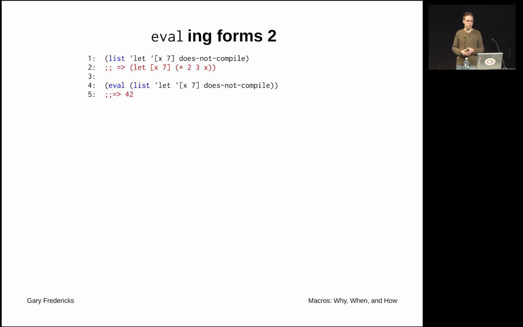But we can, for example, use let to give it some meaning. So if we want to build a let expression that's just a list, we start by making a list with the symbol let at the front, and then a quoted vector with x and some constant. And then we insert our not compiling form as the last thing in the list, and we'll see on line 2, the result is something that looks like valid code. And indeed, if we eval it, it will run and give us a result.